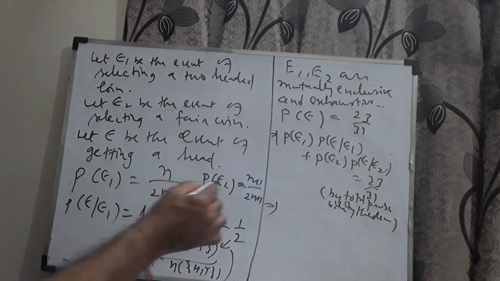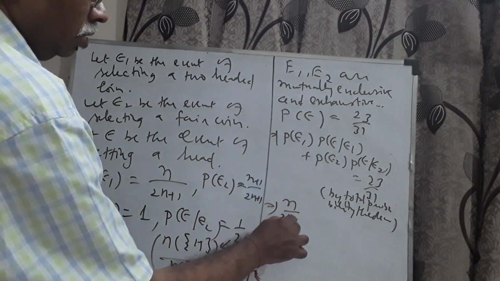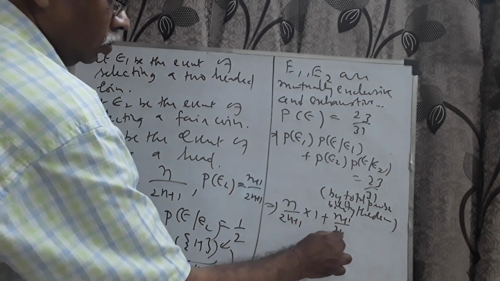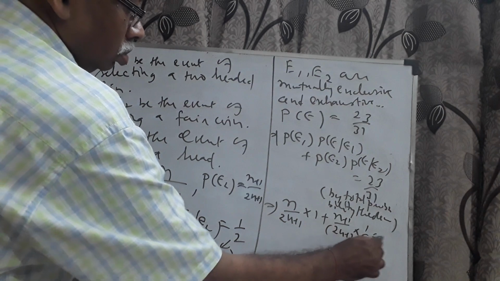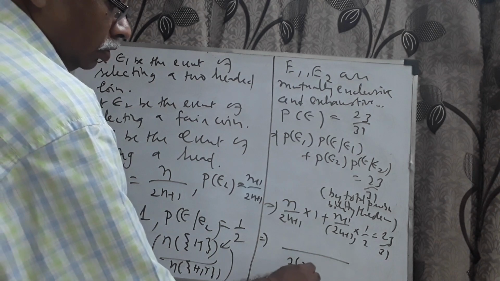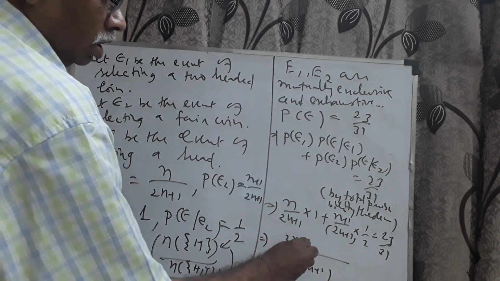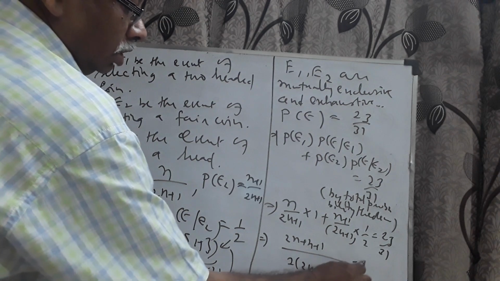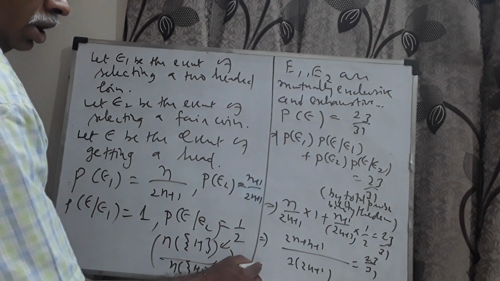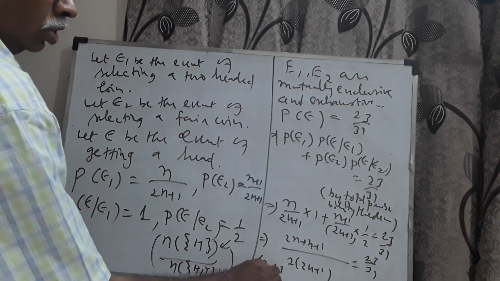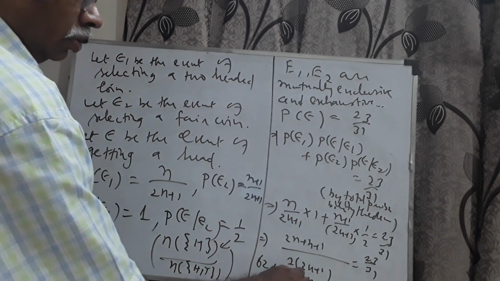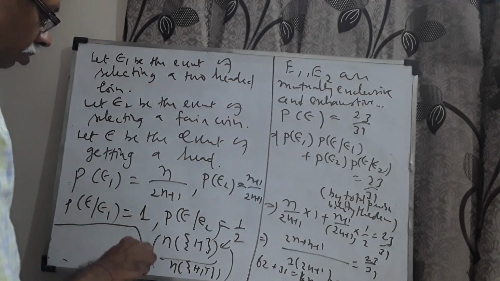Now let me substitute the values. What do I get? N by 2n plus 1 into 1 plus n plus 1 by 2n plus 1 into half is equal to 23 by 31. Now my LCM is 2 into 2n plus 1. Therefore, 2n plus n plus 1 by this much is equal to 23 by 31. Therefore let me cross multiply. Let me just do only the simplification part here.